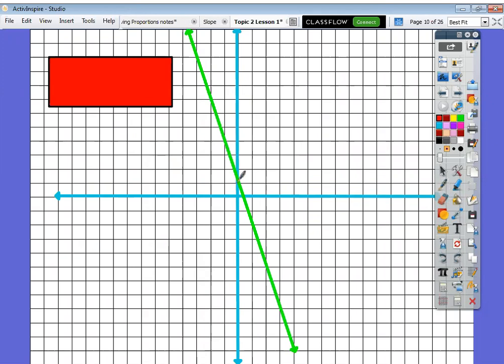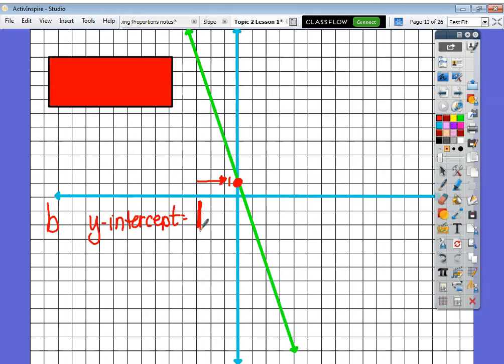Okay, we're going to start with my b, which is my y-intercept. We're always going to start at the beginning, the y-intercept. So if I go down my line, there it is. That's my y-intercept. On my y-axis, that's a 1.